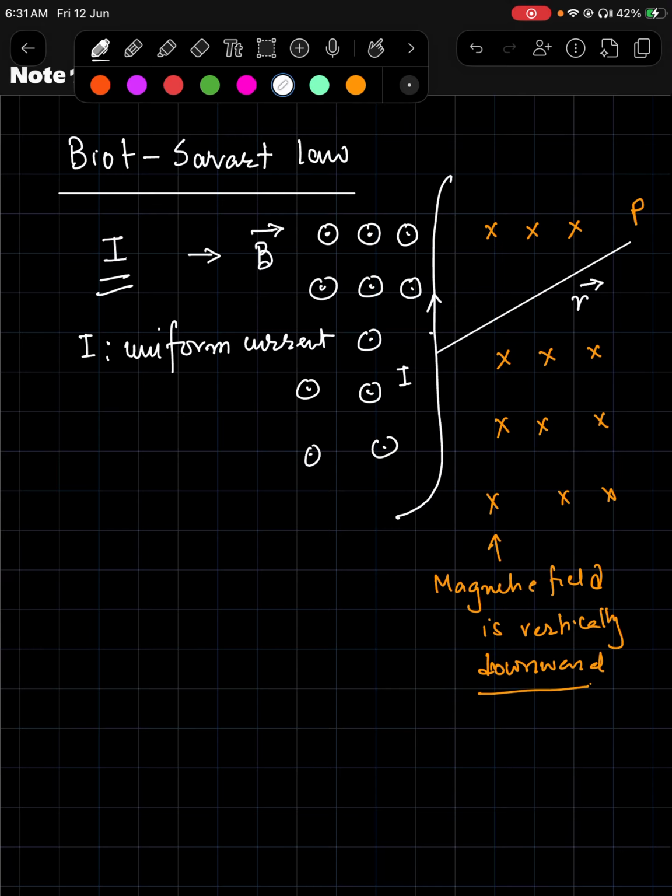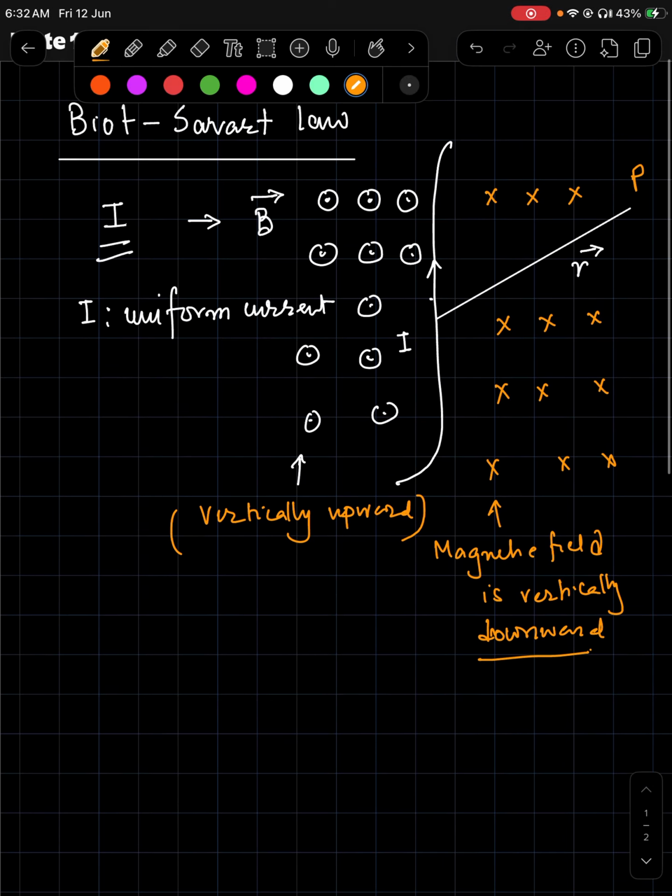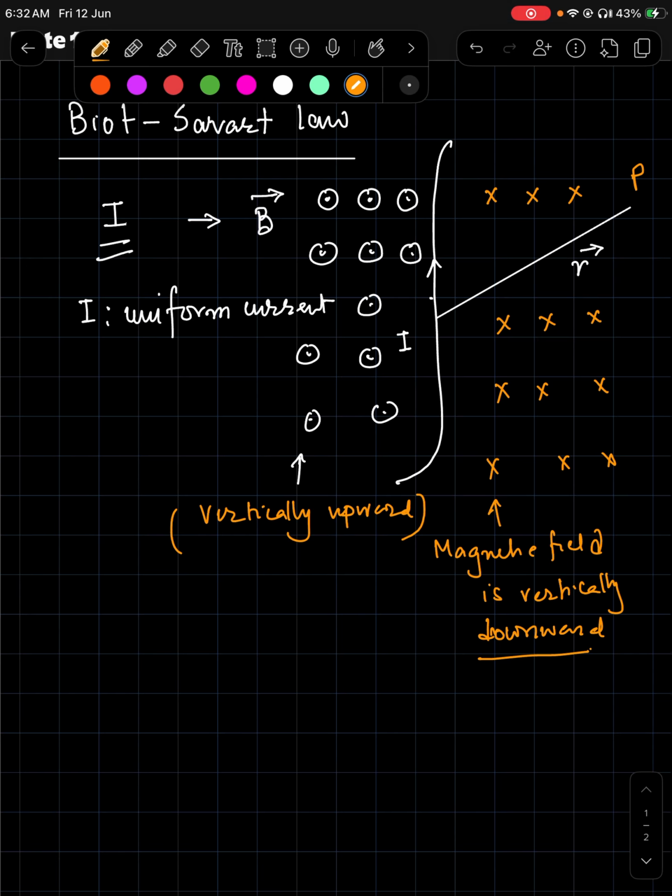So on the right side of the wire, when the current is going up in this manner, in the sense that it is moving along the north direction, the magnetic field is vertically inward, and on the left side it is vertically upward. So directions are now fixed, and we are ready to describe the law in mathematical form.